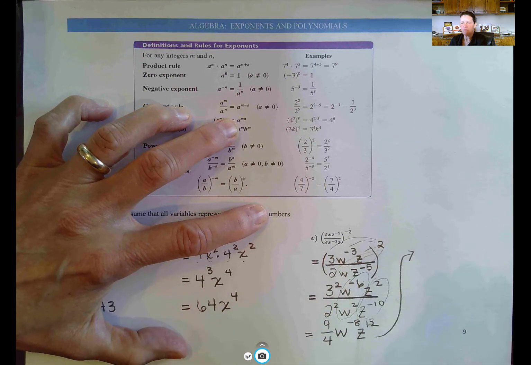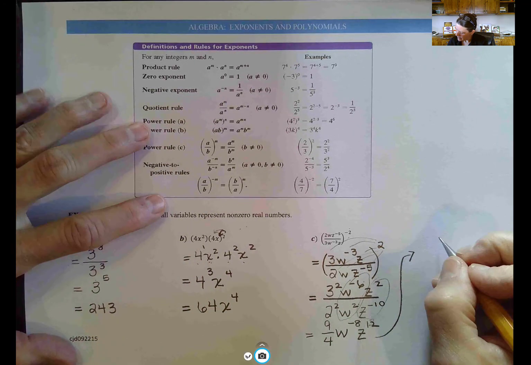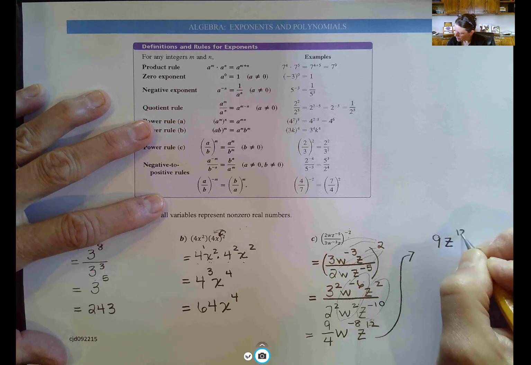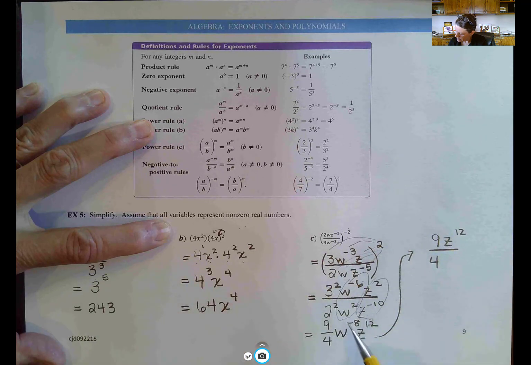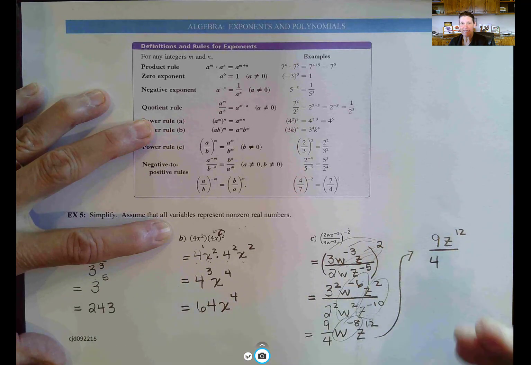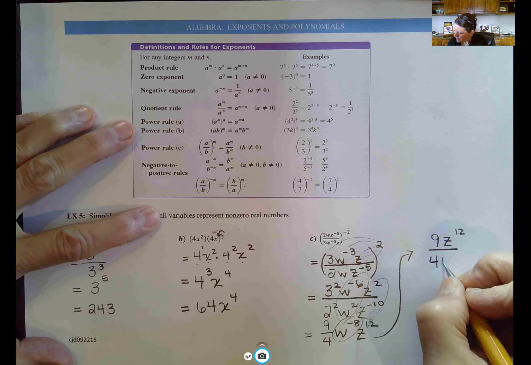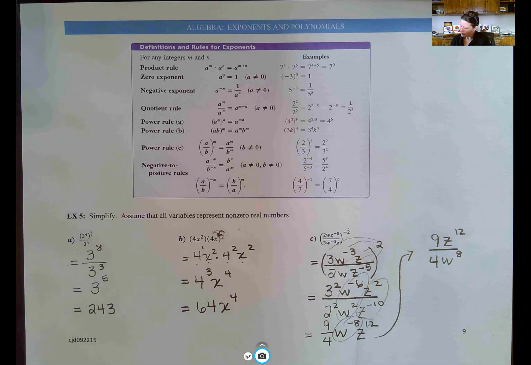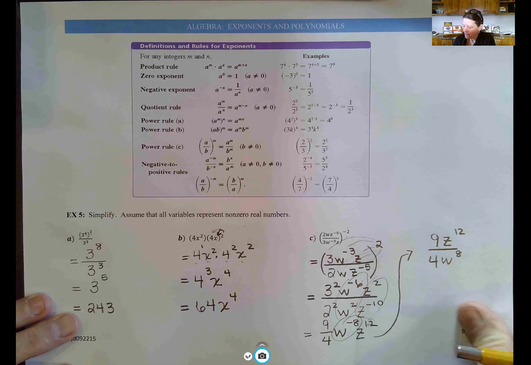And just as a final answer, we want to write this without negative exponents. Okay, the 9 stays in the numerator, z to the 12th stays in the numerator, 4 stays in the denominator, and this w to the negative 8, as it sits, it's in the numerator. We want to push that down to the denominator and change the sign of the exponent to a w to the 8th power. So final answer there, 9z to the 12th over 4w to the 8th.